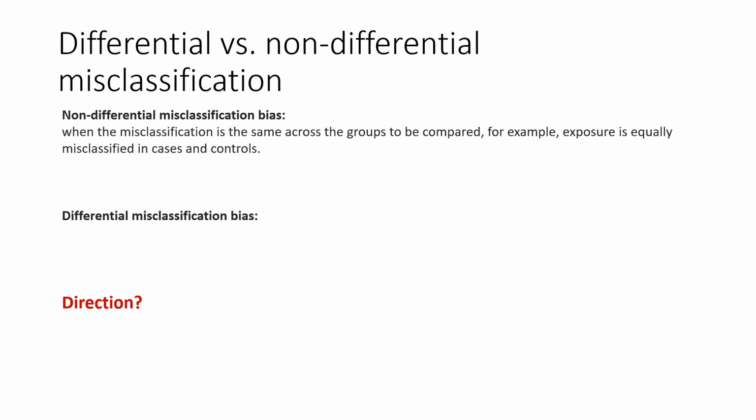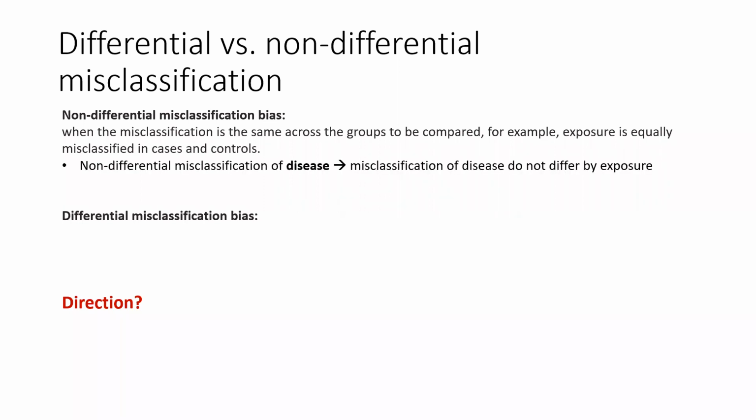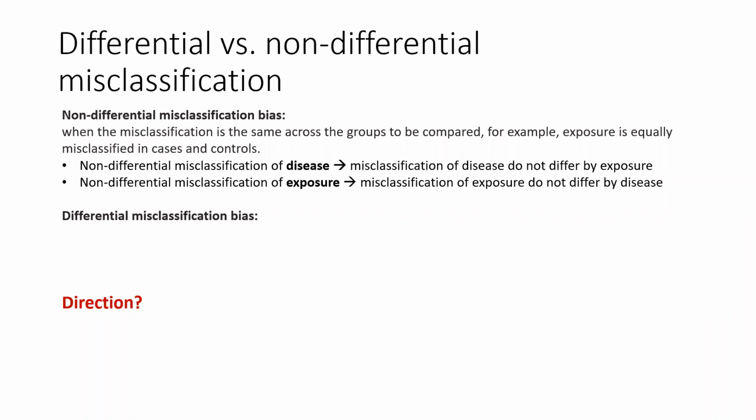So non-differential misclassification, as you all said, it's correct. It's when the misclassification is the same across the groups to be compared. So for example, exposure is equally misclassified in cases and controls. So it could be non-differential misclassification of disease. In that case, the misclassification of disease does not differ by exposure. So my disease is basically misclassified, but it is just equally across exposed and unexposed. And we have the non-differential misclassification of exposure, which is when the misclassification of exposure does not differ by disease. So it's basically equally misclassified between cases and controls.